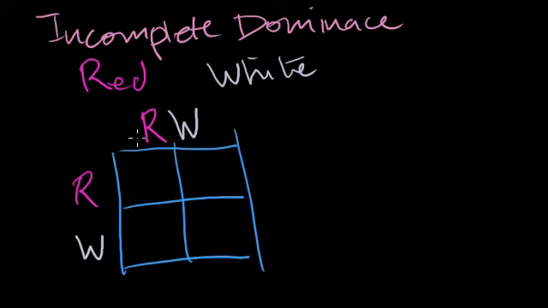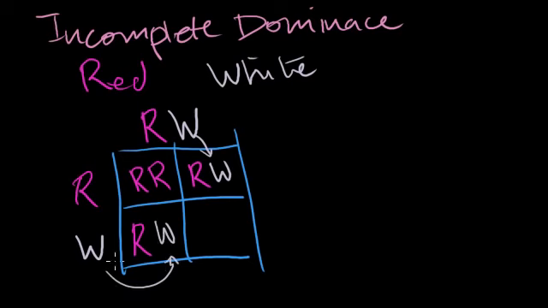So the child could inherit both of these red alleles, could inherit this white allele and then this red allele. So this red one and then this white one. Right, that's that right there. And that red one is that right there. Or could inherit this red one from, let's say this is the mom plant, and then the white allele from the dad plant. So that's that one right there. Or you could inherit both white alleles.